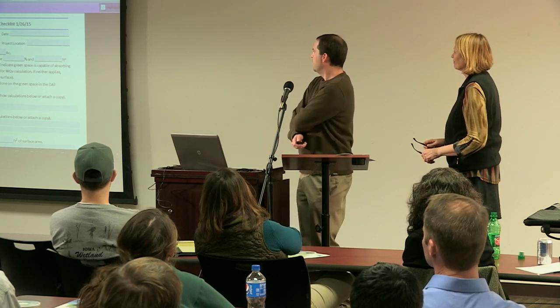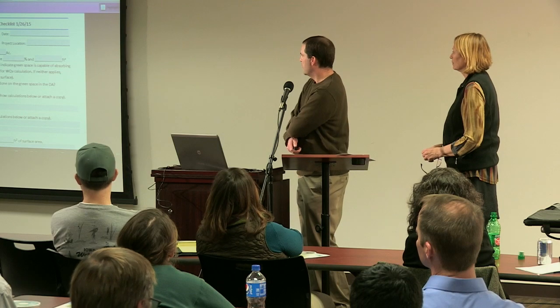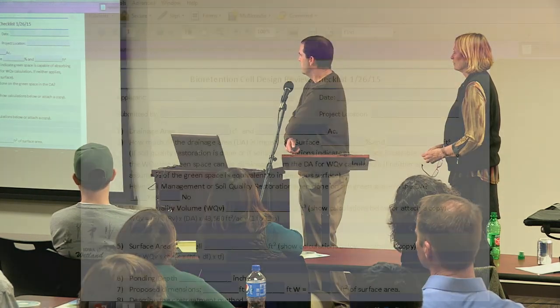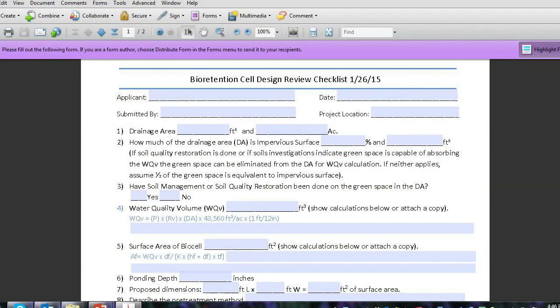There we go. The first line there obviously is the drainage area. It's asking you how much of the drainage area is impervious surface, so obviously that goes into the equation for figuring out your water quality volume. What's your site area, how much is impervious. They're also asking if they've done any soil management, soil water quality restoration. It's probably a repeated question because if you have highly compacted soils, water is going to run off that space differently, so that needs to be factored into your calculations.